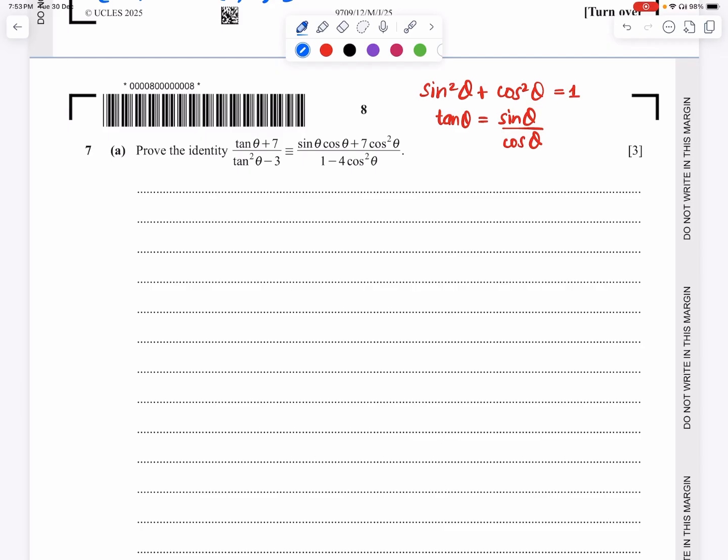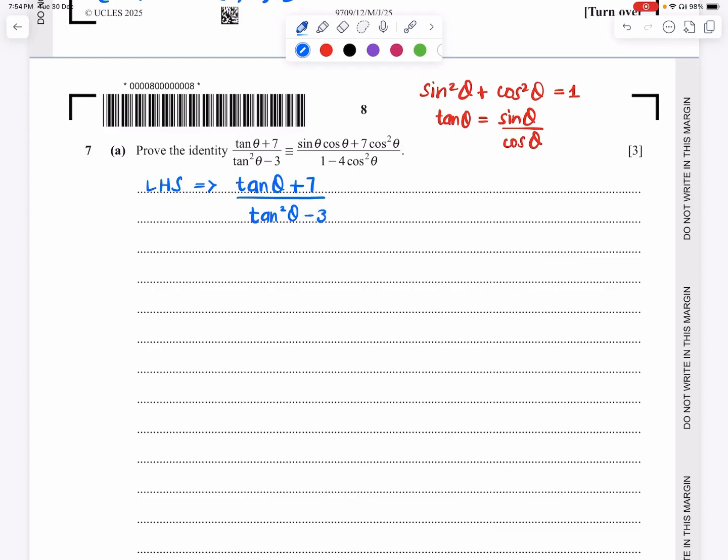Now, in this particular question, by the way, in these questions, prove the identity, you are supposed to pick out only one side, either the right hand side or the left hand side, and prove it equal to the other one. In my case, I'm going to be using the left hand side. So you're supposed to mention it over here. Tan theta plus 7 divided by tan square theta minus 3.